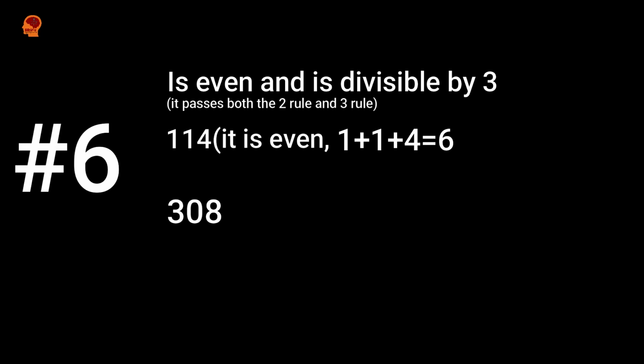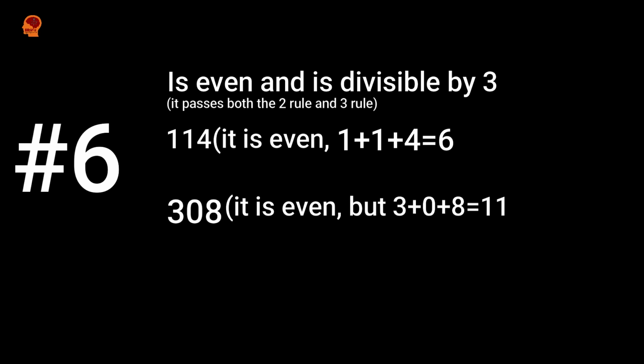Okay, let's say something like 308. 308, if you add the digits together, you have 11, and 11 is a number such that 6 won't divide it except with a remainder. Okay, so that is a no. Alright, I hope I'm clear. Okay, now test for divisibility of 7.